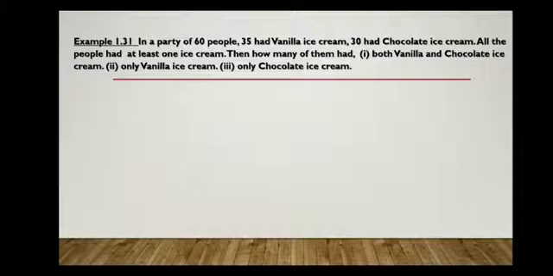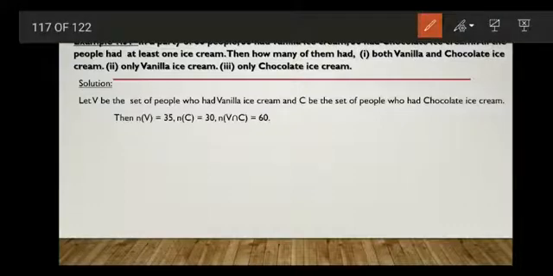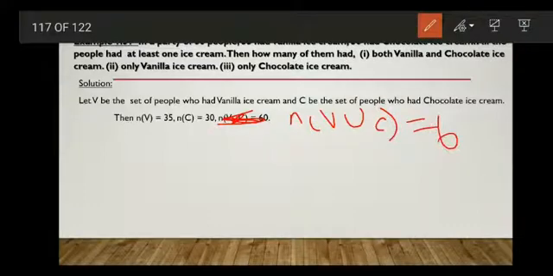So we'll take V be the set of people having vanilla ice cream and C be the set of people who had chocolate ice cream. Okay. So 35 people had vanilla ice cream, so N of V is equal to 35. 30 had chocolate ice cream, so N of C is equal to 30. And in a party there are only 60 people and all of them had at least one ice cream. So V union C. Yeah, this is not intersection, this is union. So N of V union C is equal to 60.